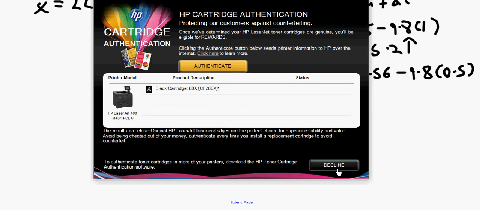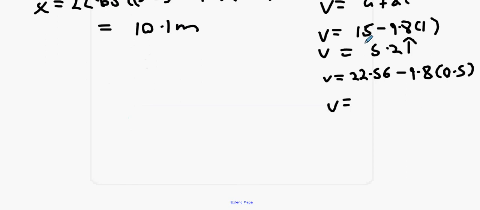It keeps telling me there's no ink, even though I'm not trying to print.